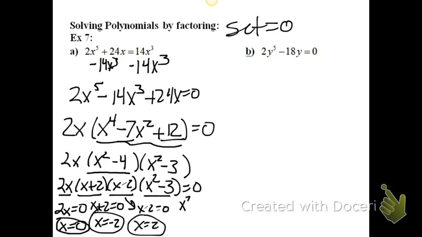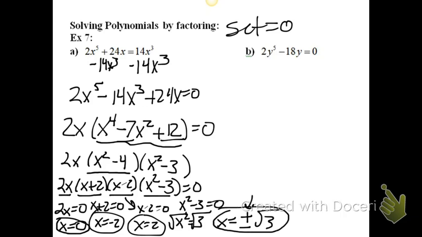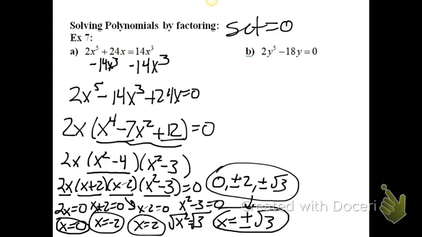And if I set x squared minus 3 equal to 0, I would have to add 3 to both sides to get x squared equals 3. Then remember what we did? We took a square root to get x. So if I square root both sides, I'm going to get plus or minus the square root of 3. Don't forget the plus or minus sign. There's really two solutions there. So I have the following answers. I have 0, plus or minus 2, and then plus or minus the square root of 3. Really, if you count all those together, we have 5 solutions.